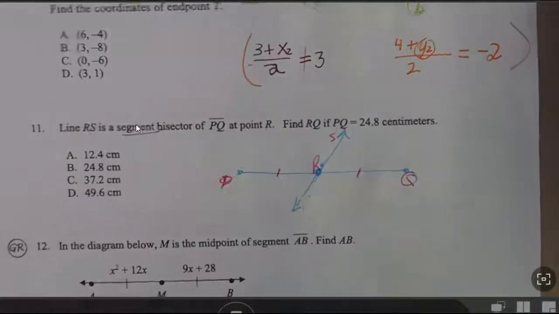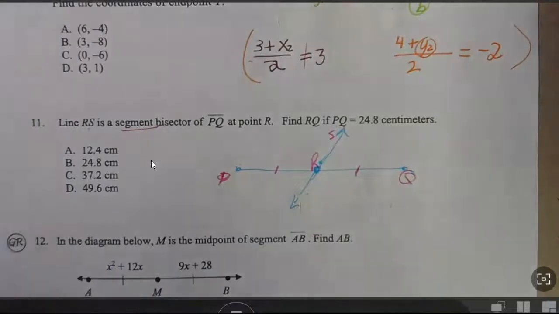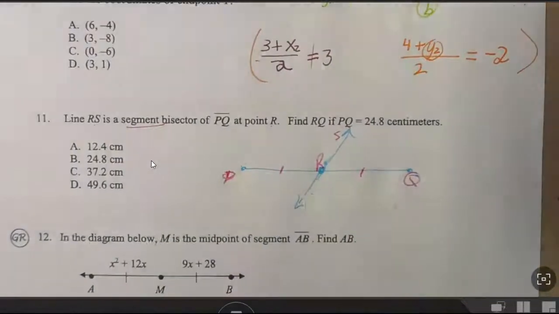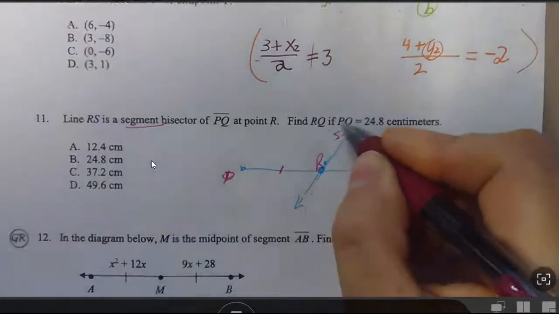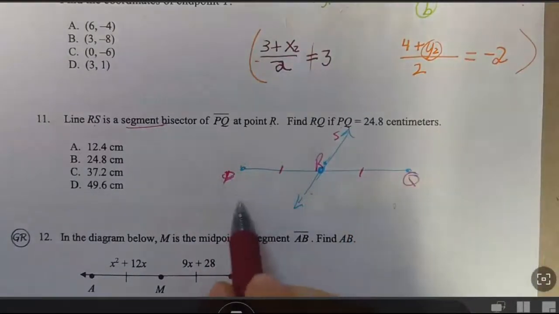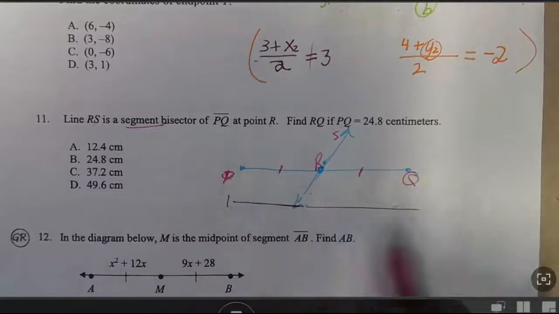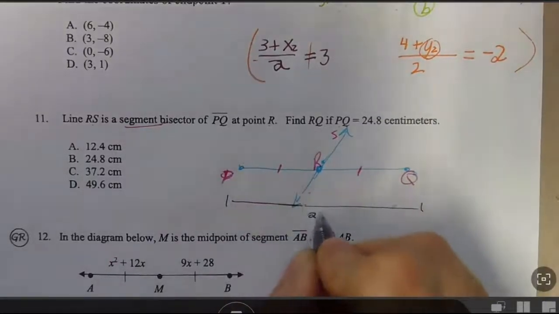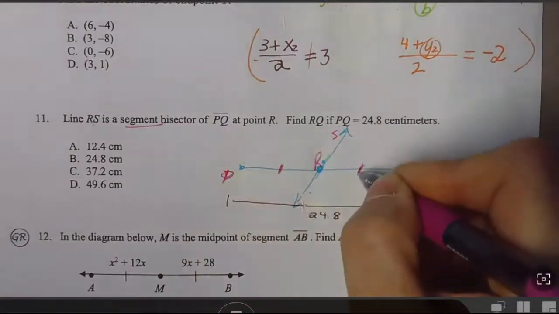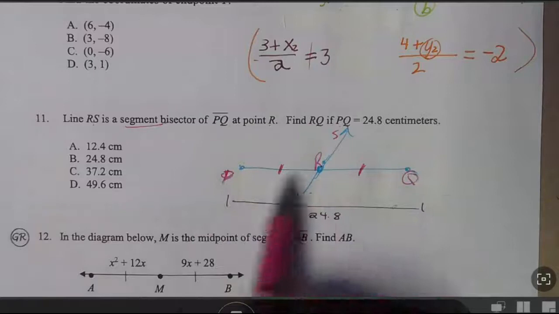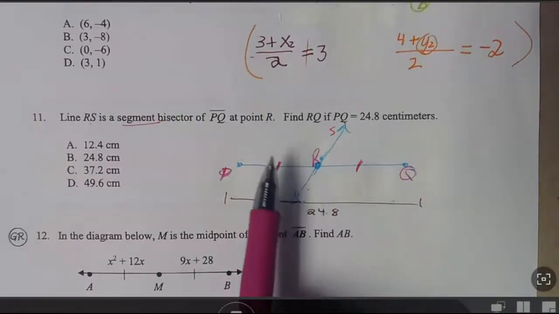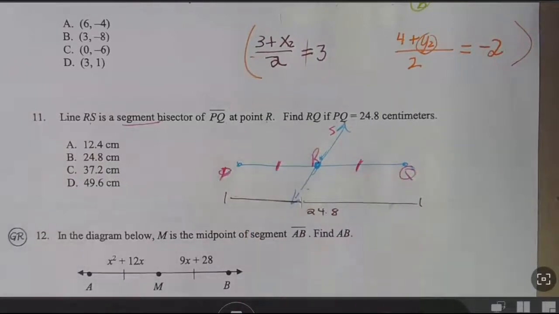Now that we have that, we're going to label what we have. It says find RQ if PQ is 24.8. So we know the whole entire thing is 24.8. Then I put my little tick marks in there because I know these two are equal. So given the whole length, you should be able to perform an operation and find out what each one of these sides is, because remember, they're equal.